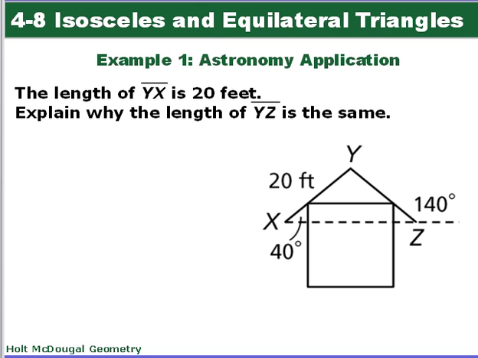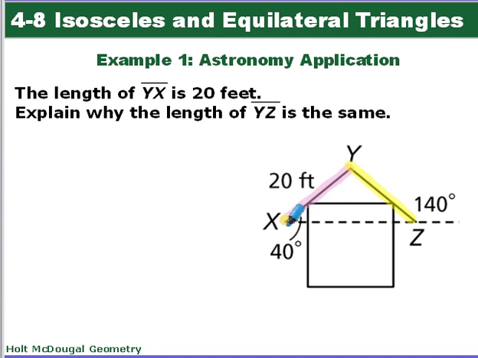All right, we're going to look at an example using those theorems. So the length of YX is 20 feet, so that's this side. Explain why the length of YZ, so YZ is going to be this side here, and you can see we have a nice little house here, so this is probably going to be useful. So why would this side be 20 feet, which if you're building a roof, you would want to make sure the two sides are equal.